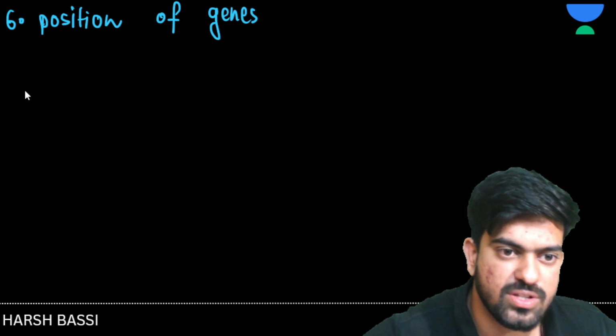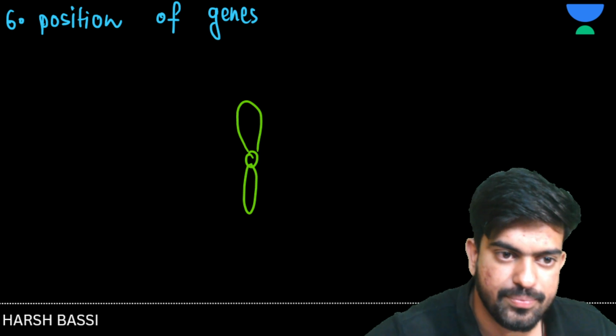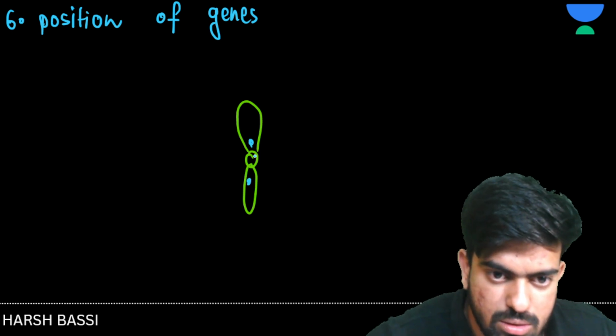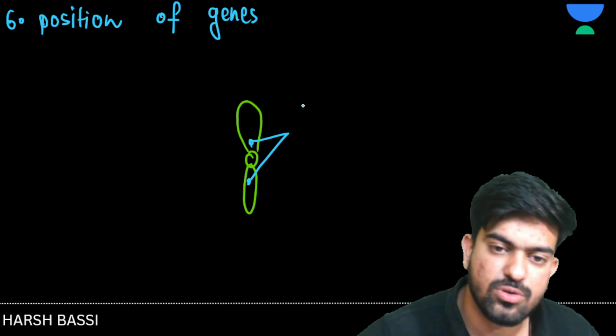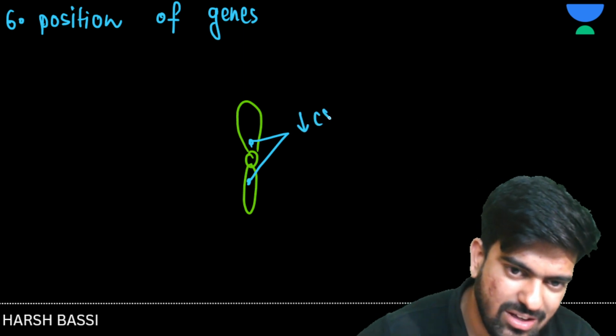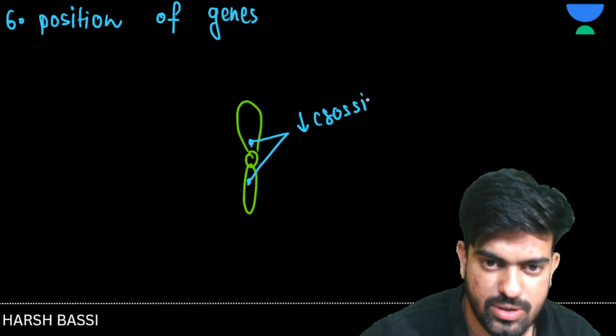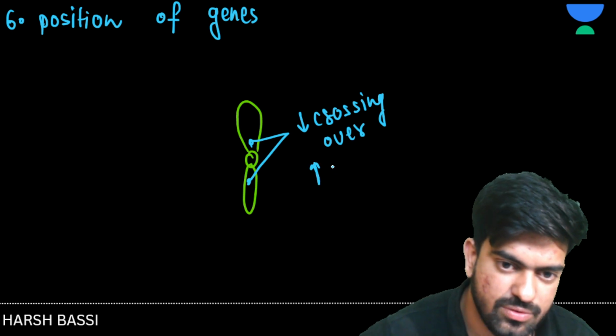So let's suppose the gene is present near the centromere, like here. So here what is going to happen? Low chances of crossing over. Okay, crossing over is less. So what is going to happen? Linkage will be high.